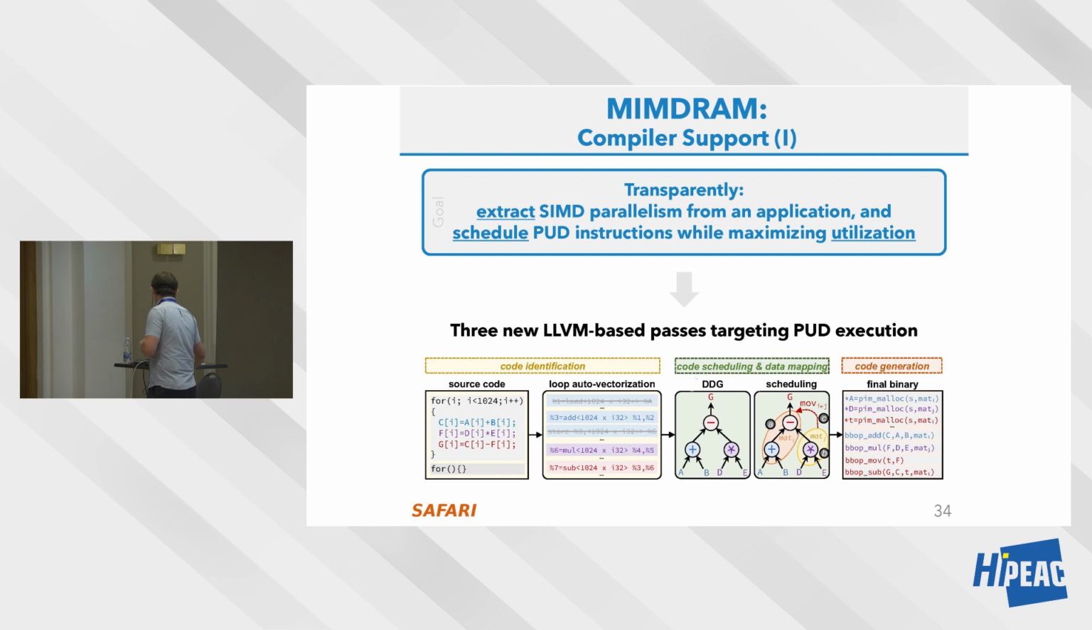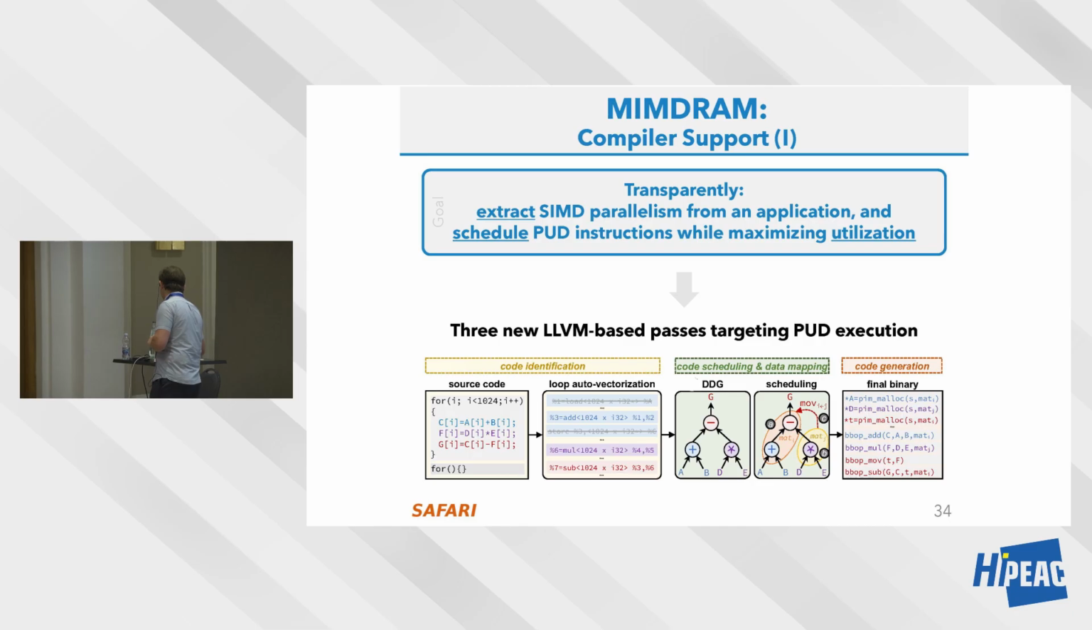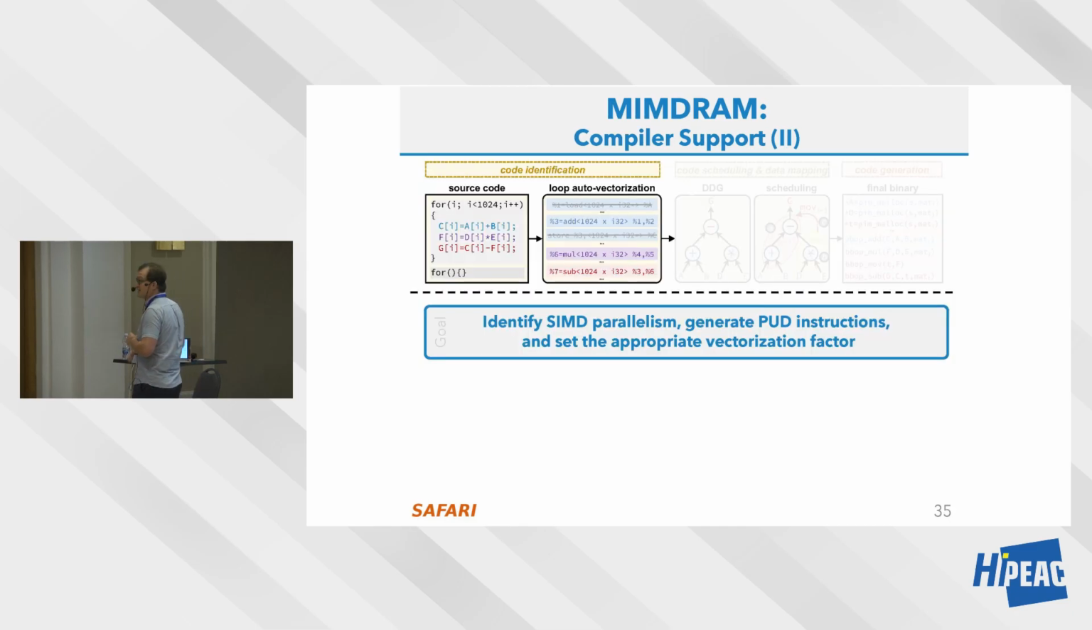And we add 3 LLVM passes. Geraldo did a lot of work to add 3 LLVM-based passes. One is to identify code that can be vectorized. This could be eased, of course, if the programmer writes vectorized code to begin with. And the second is scheduling the code and mapping the data. And the third is the generation of the code. I'm not going to go through the details in general. The paper has a lot more details, and we will open source the code for the compiler.